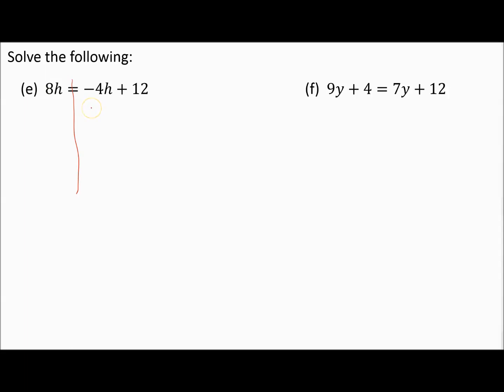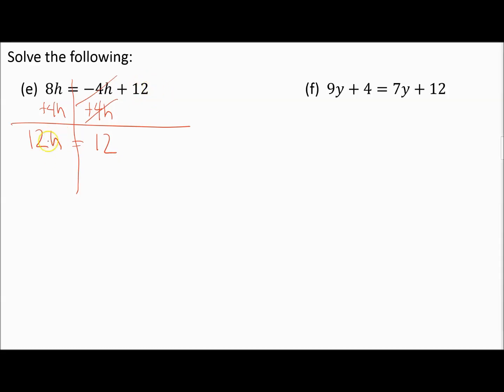So what am I going to do that? I've got to move the minus 4h. To do that, I need to add 4h to both sides. You're always doing the opposite. If it says minus 4h, you add 4h. If it said plus 4h, you would minus 4h. Okay? 8h plus 4h is 12h. Those are like terms. Minus 4h and plus 4h cancel equals 12. That was already there.